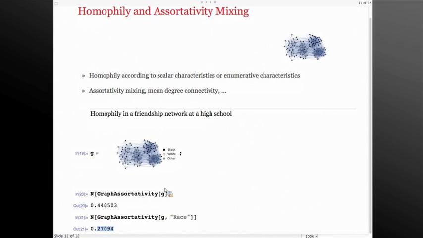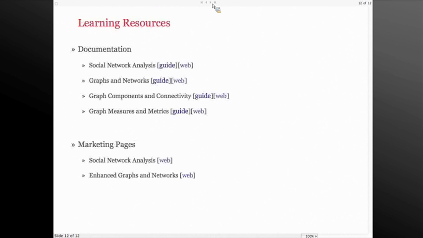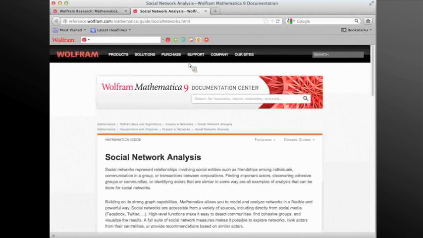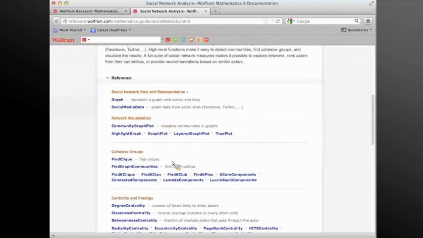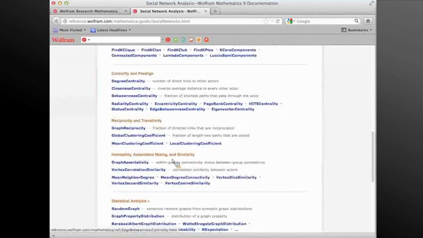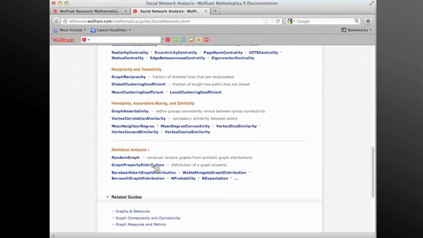There is several more functionality, such as clustering and statistical analysis. I will not present them here, but feel free to ask me questions later on. Before I close, I will give you a set of pointers on where you can get more information about our functionality. We have our documentation, both in product and online. You can look at the social network guide pages, which give you the structure and the general idea of how people do social network analysis, as well as the functionality, including other features I'm not talking about here, such as statistical analysis.